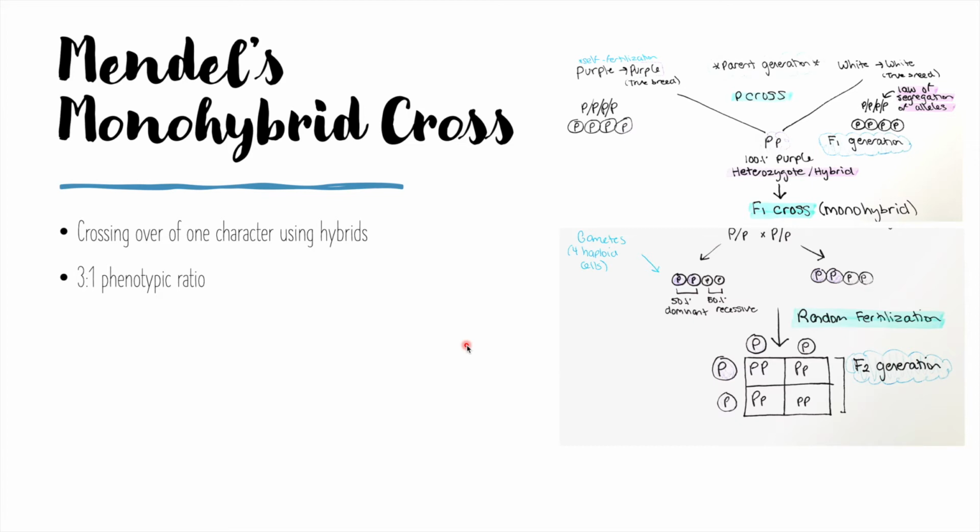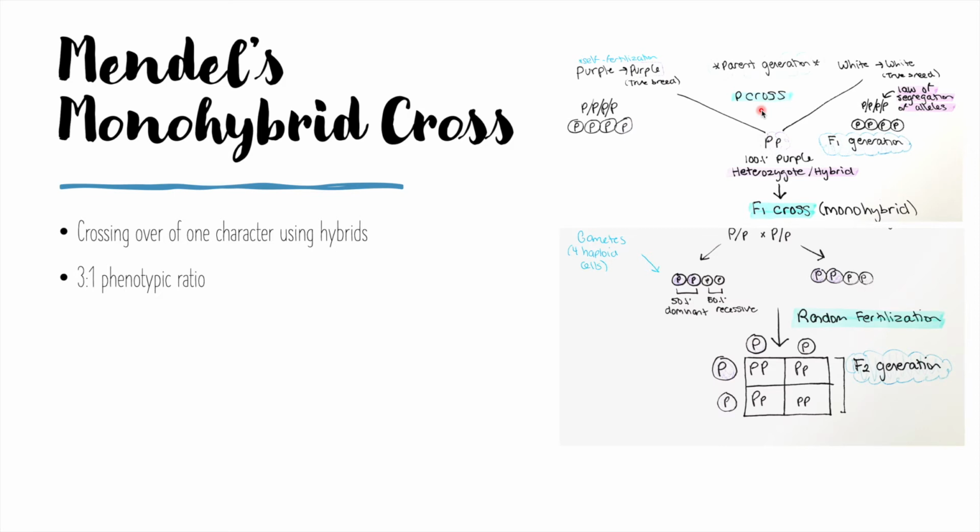Mendel started out with the parent generation of flowers, purple and white. Mendel self-fertilized them, and so the offspring had the exact same traits as the parent, and this is called true breeding. Afterwards, he crossed the purple and white flowers in what is known as a parent cross.